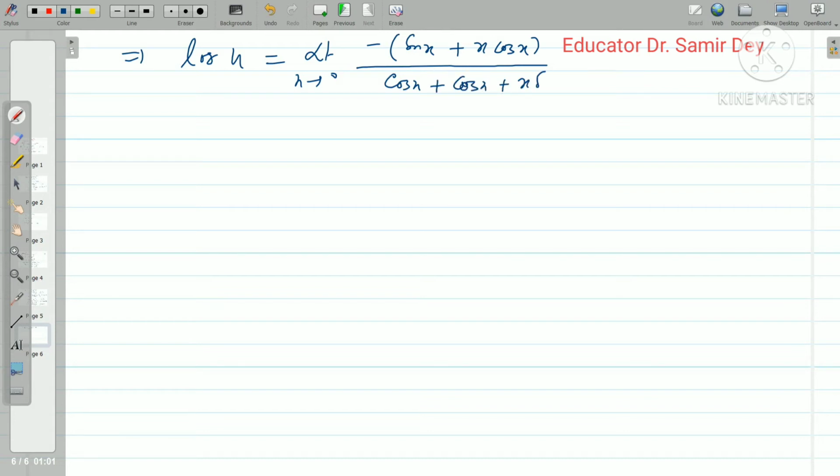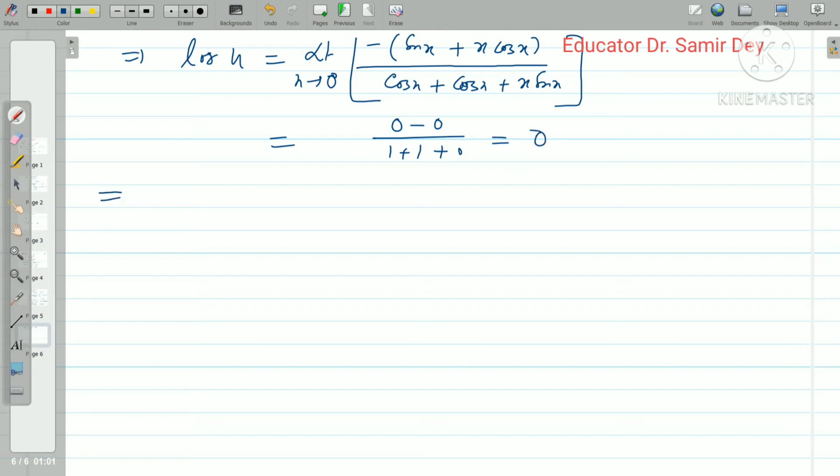Okay, so if you take x tends to 0, this goes to 0, this goes to 0, cos 0 is 1, that is ultimately 0 by something. So ultimately you have 0 minus 0 by 1 plus 1 plus 0, so ultimately 0.